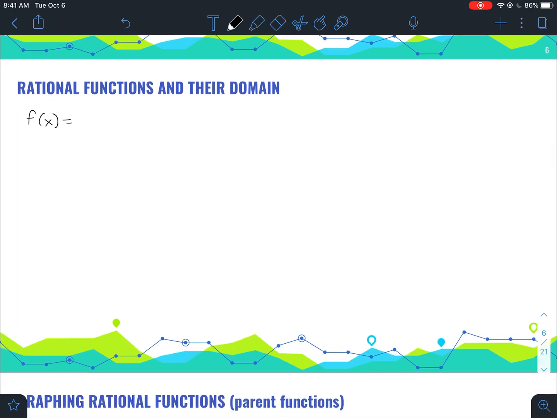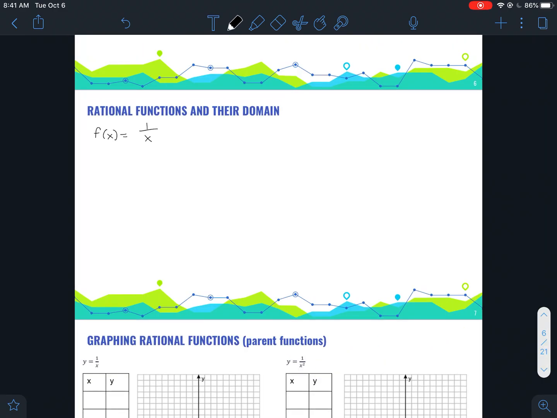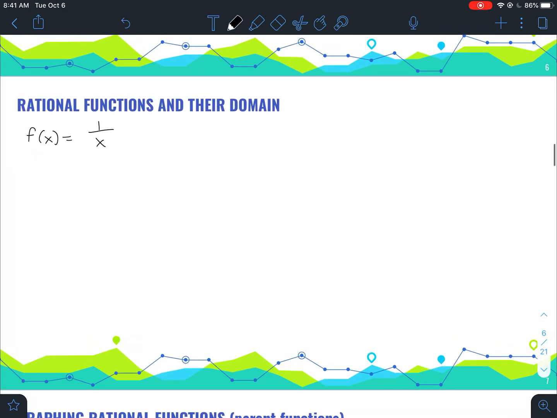So, rational functions and their domain. Rational functions, again, are your polynomial fractions. The most basic one is your parent function, and maybe you remember how to graph it, which we're going to review in a second. It has a vertical asymptote and a horizontal asymptote on the axes, and the function itself hugs those curves. So that's the parent function for the rational function.